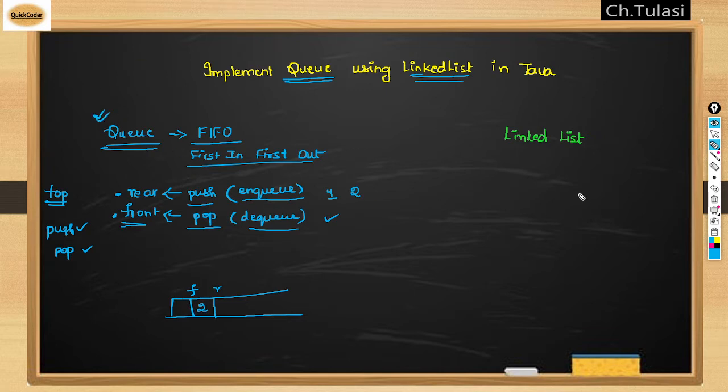And as I already discussed, what is a linked list? A linked list is a set of nodes, and a node has two parts. One is the data part, and the other is the link part, which stores the address of the next node. The data part stores the actual data of that node. So that's it for the linked list and queue introduction. Now let me go into the coding.